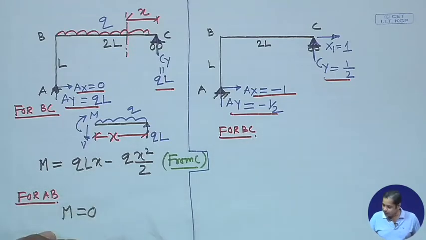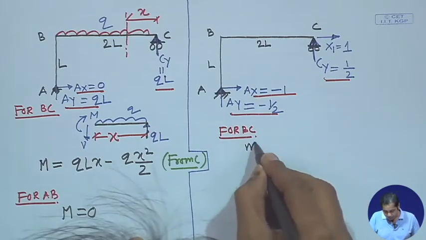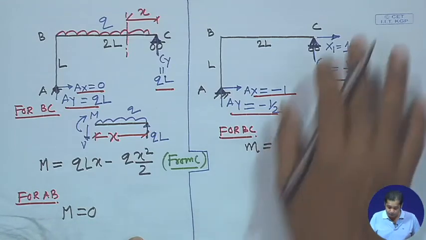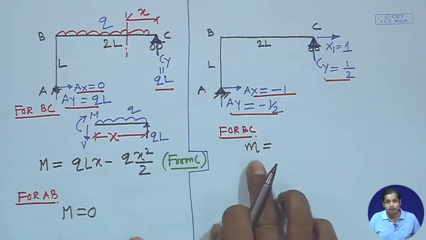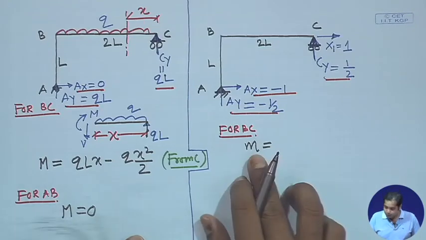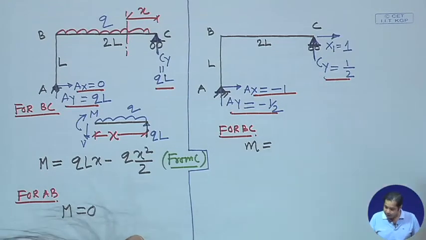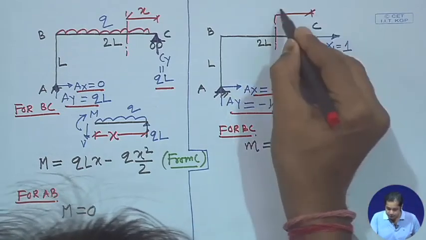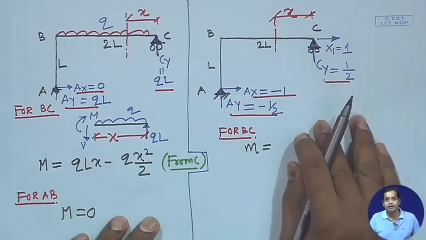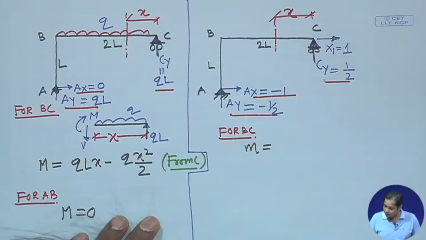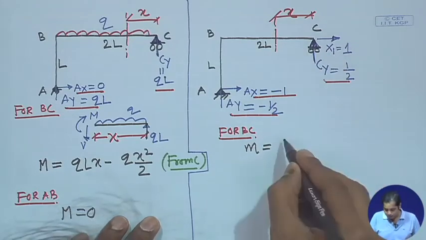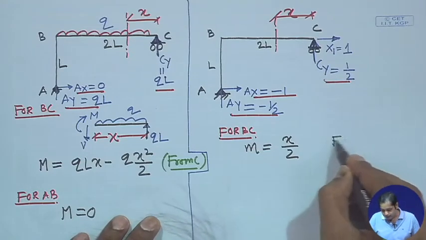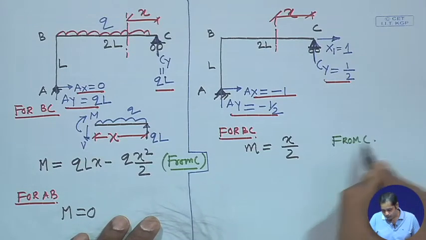for BC, the expression for M for the primary structure subjected to unit load, we use the symbol small m. m will be, if you take any section x from C, then draw the free body diagram, you get m is equal to x by 2. But in this case, x is measured from C.